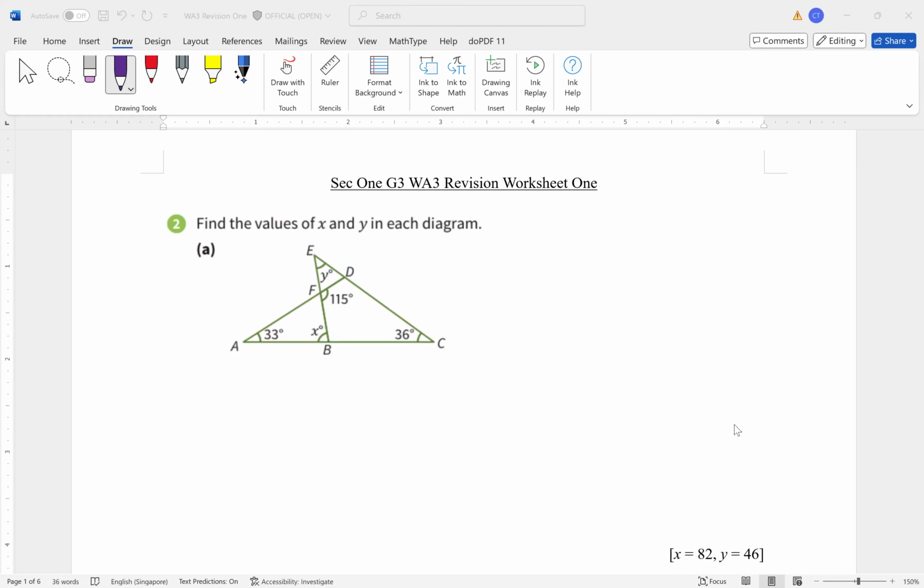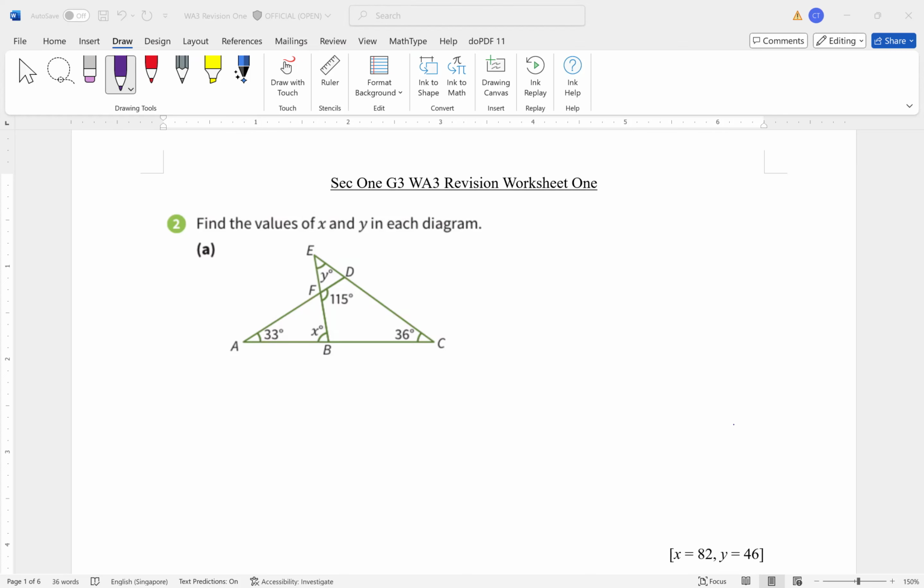Hi students, in this video I'll be going through questions 2, 3 and 5 of the WA3 revision worksheet 1. Right, so let's start with question 2A. In question 2A, you need to find the values of x and y.